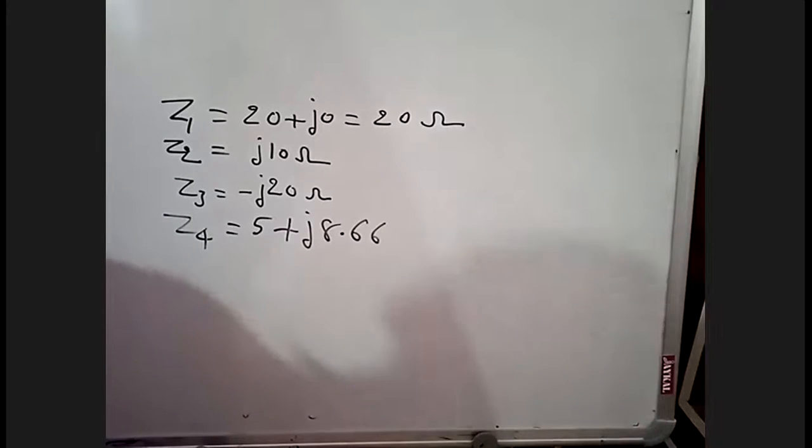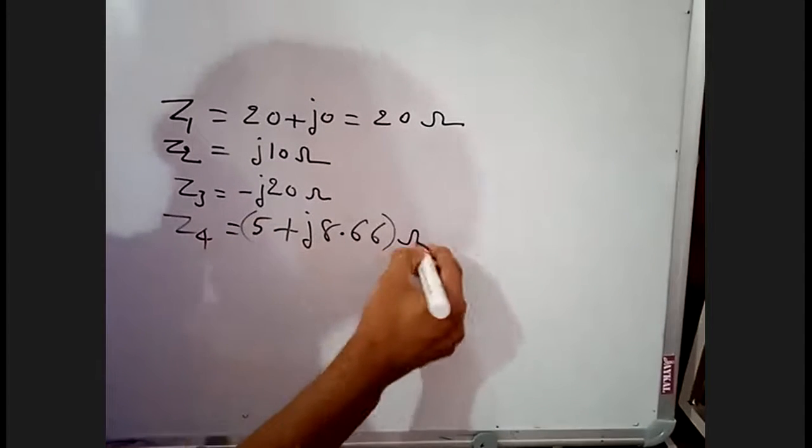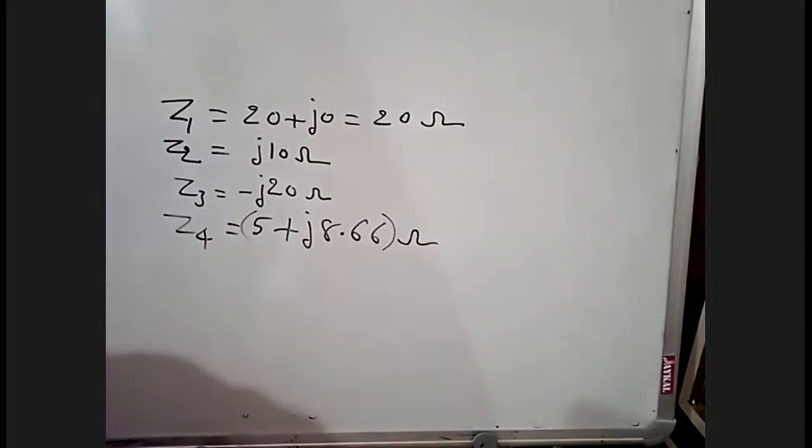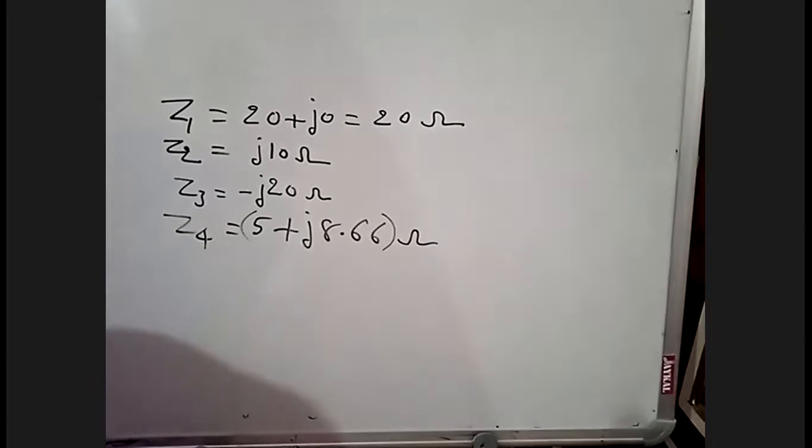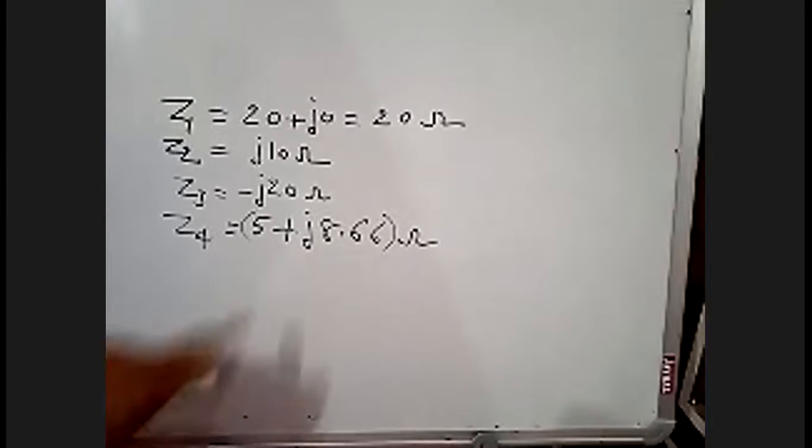In your problem, for capacitance, it is minus. But for inductance, it should be plus. For inductance in your circuit, they have given wrong. Inductance will never be negative. It should be positive. Plus j8.66. That is one branch. That is RL circuit.